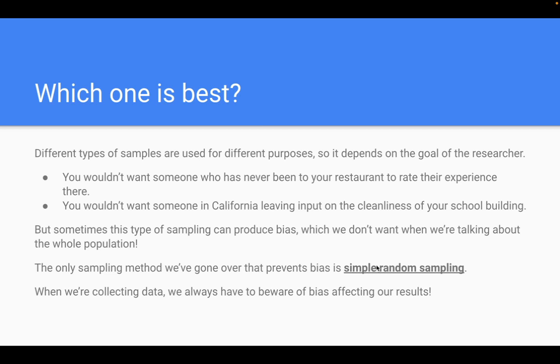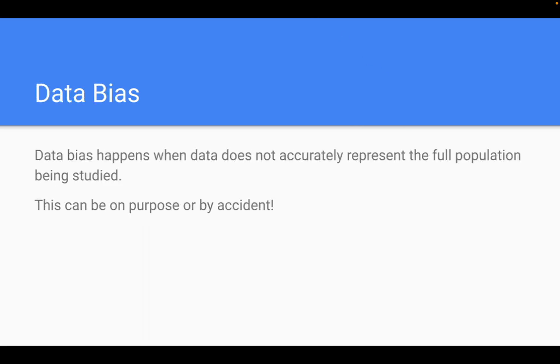So when we've collected data, we always want to be aware of biases affecting our results. Biases are just things that could skew your results. So let's look at some data biases here. Data bias happens when the data does not accurately represent the full population being studied. This can be on purpose, or this could be on accident. If it's on purpose, though, that's not good. That means someone's trying to fake something or hide something.